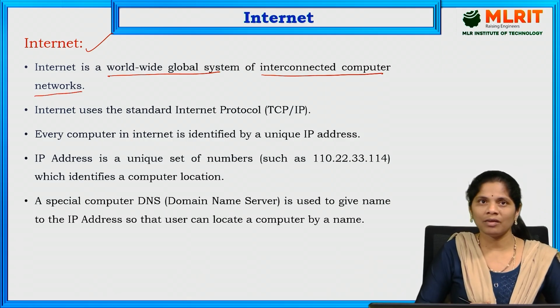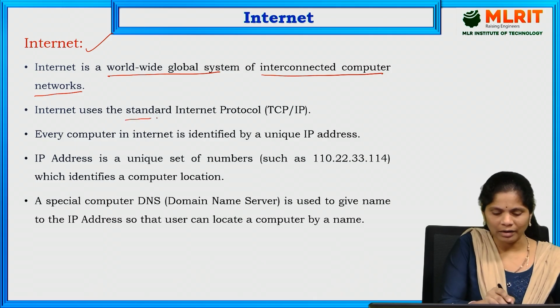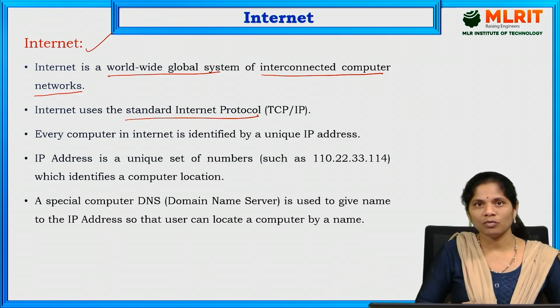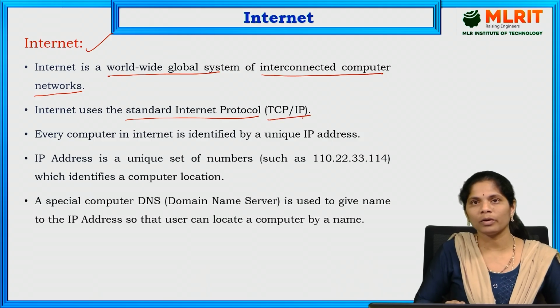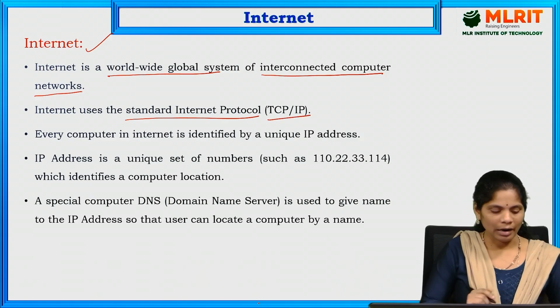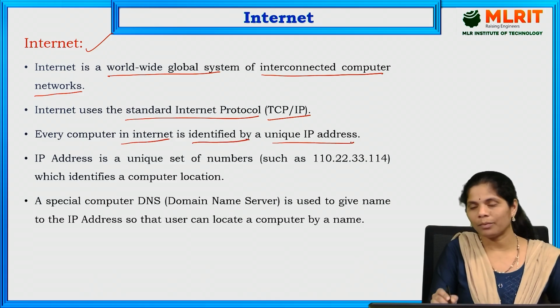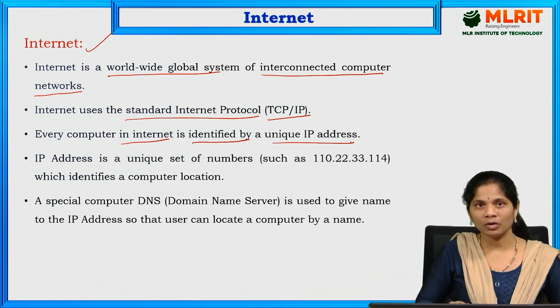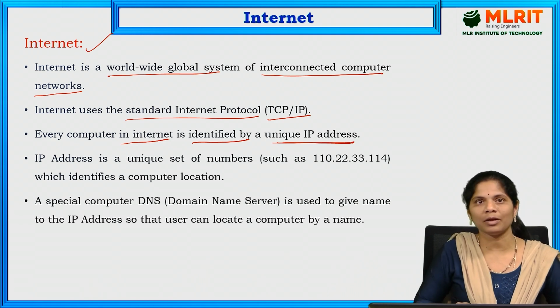Everywhere, anywhere we are going to use the internet. At the same time, it uses a standard internet protocol. The internet uses one standard protocol, that is TCP/IP, Transmission Control Protocol and Internet Protocol. Every computer on the internet is identified by a unique address. If you want to identify something, there is a unique address, that is the IP address, Internet Protocol address.